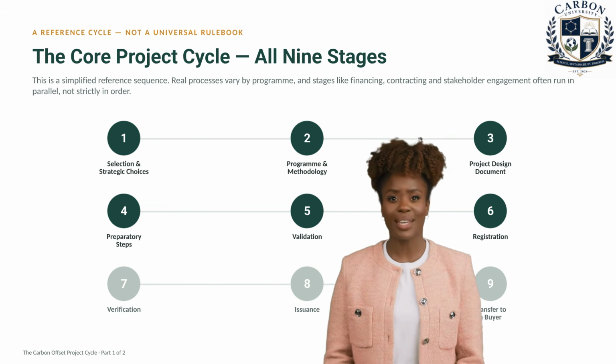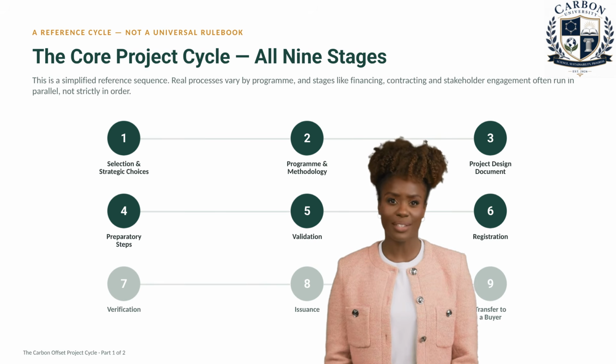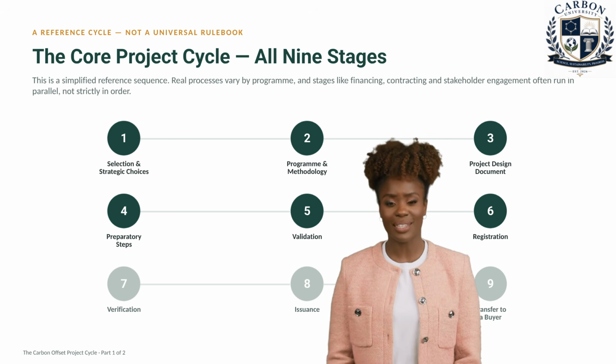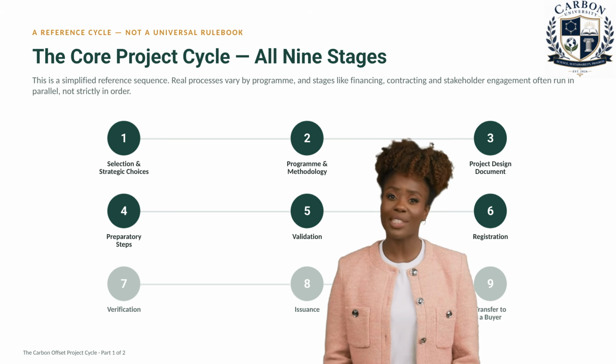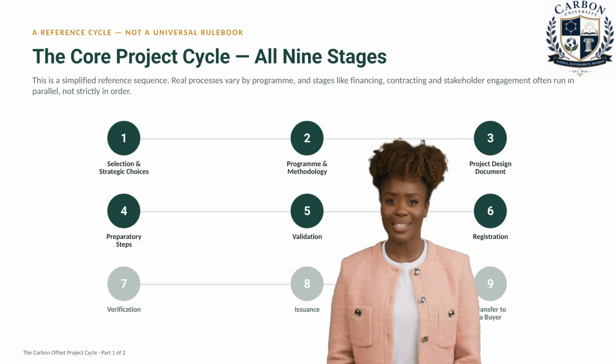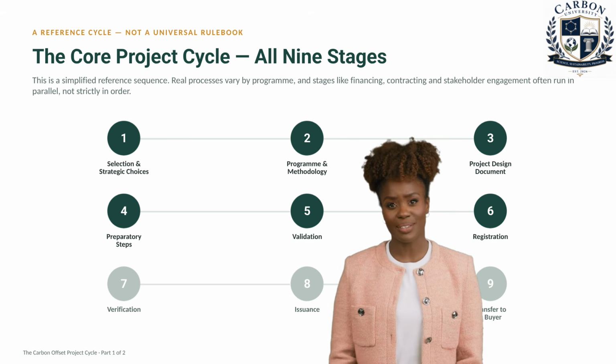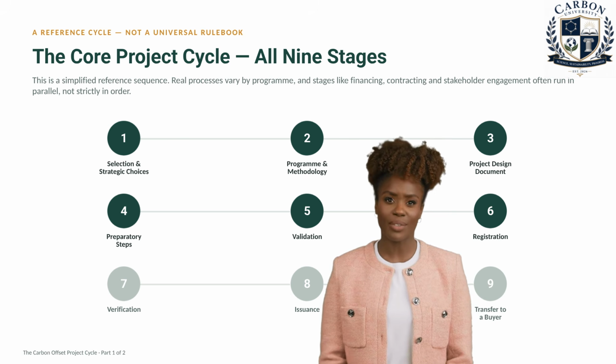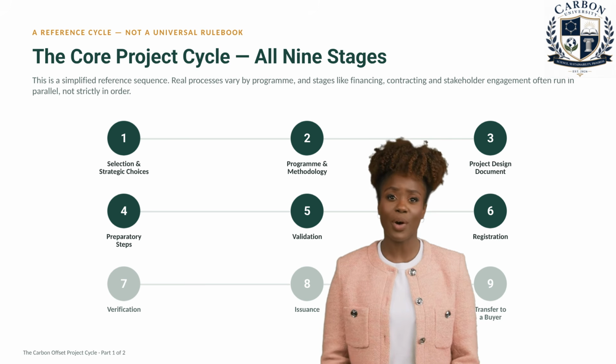The core project cycle has 9 key phases: project selection, registry and methodology selection, and then developing the project design document, the PDD. Thereafter, one has to prepare for and undertake a third-party validation by an independent and accredited entity of your project to ensure it is meeting the registry and methodology requirements. If the third-party validator signs off, you can register the project at the registry who hosts the methodology you are using.